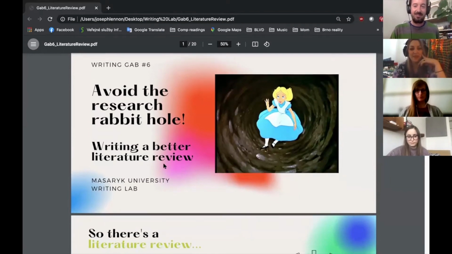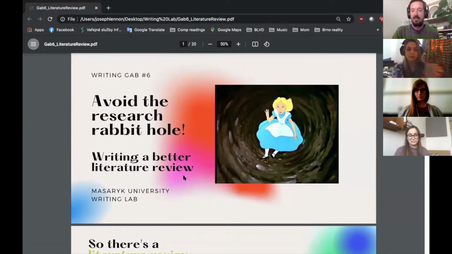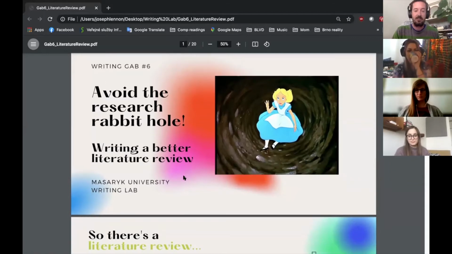There's Alice in Wonderland falling down the rabbit hole, and we want to help you prevent falling down the research rabbit hole yourself, which is one of the dangers maybe of researching and writing a literature review.